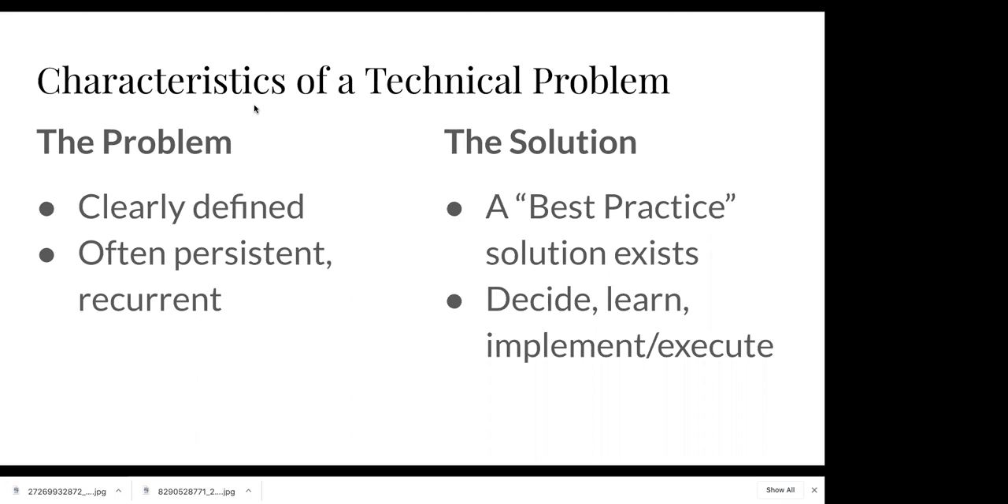Okay, so the characteristics of a technical problem. A technical problem is clearly defined and often persists and is recurrent. And there's usually a best practice solution. And so fixing a technical problem is basically you decide it, you learn about it, you implement it, you execute it. And the example that we used in last week's webinar is the students aren't reading, which is clearly defined and often persistent. And so a best practice solution exists, which is reading apprenticeship. And so basically, an individual faculty member or a group of faculty might decide, we're going to get trained on reading apprenticeship, and you learn the strategies and then you start implementing and executing them.